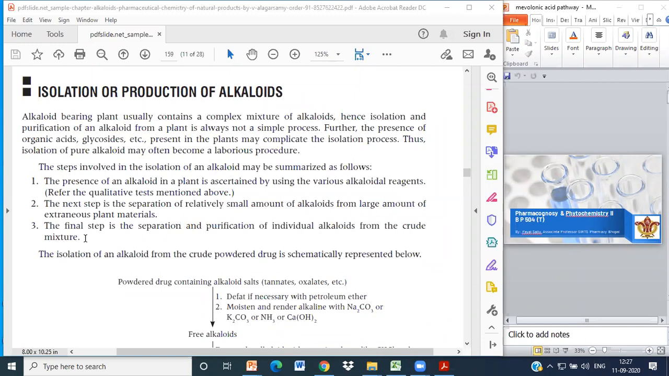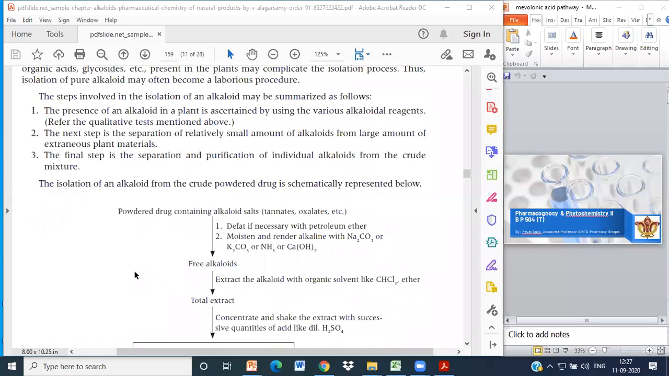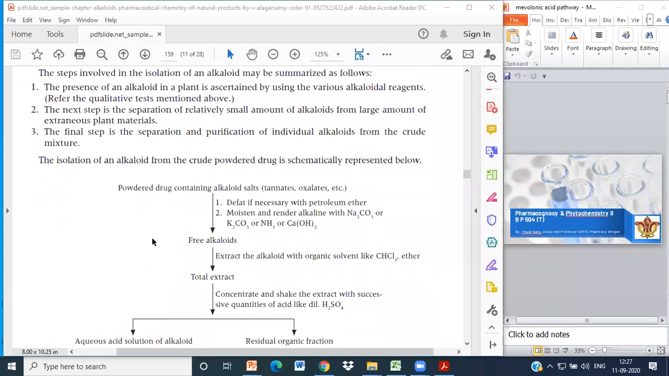Once you have the extract, you have to separate the relevant alkaloid from the rest of the substances present in it, and then go for purification, to confirm that this is indeed the extract of vincristine. Isolation of alkaloid from crude powder is systematically presented here. See, the powder drug contains alkaloid salts, such as tannates, oxalates, etc.